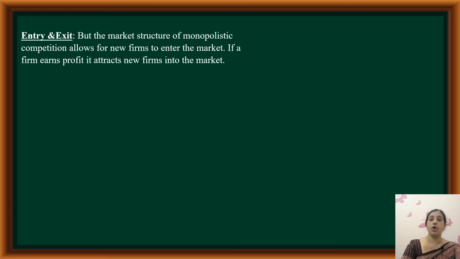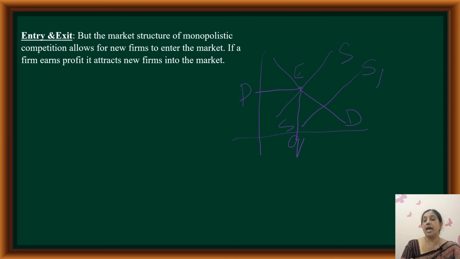When new firms enter the market, what happens? You know, this is the demand and this is the supply curve. When new firms enter and supply the quantity, supply increases. That means supply shifts towards the right side. At this price, they are earning profit because quantity supplied is less, and this is the equilibrium position. This attracts new firms. When new firms enter, supply will increase, so the supply curve will shift towards the right, keeping demand constant. Now there is a new equilibrium position, E dash. At E dash, the price P dash is less than the price P at E. So firms will earn normal profit.